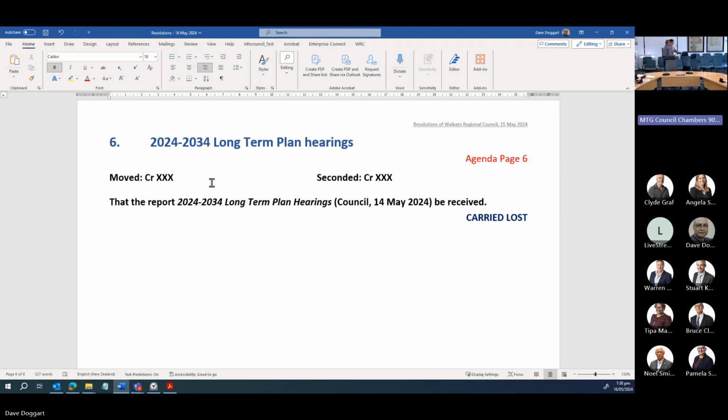We have a resolution on the screen to receive the report for the 2024-2034 long-term plan hearings, which of course includes all of the submissions, including those that have presented to us in person over the course of the last few days. And should we note that the submissions will be considered at a later date during deliberations? The agenda was very clear that this was a meeting specifically for hearings only. But if that would add a degree of comfort, we can add that to the resolution. Happy to move that then.